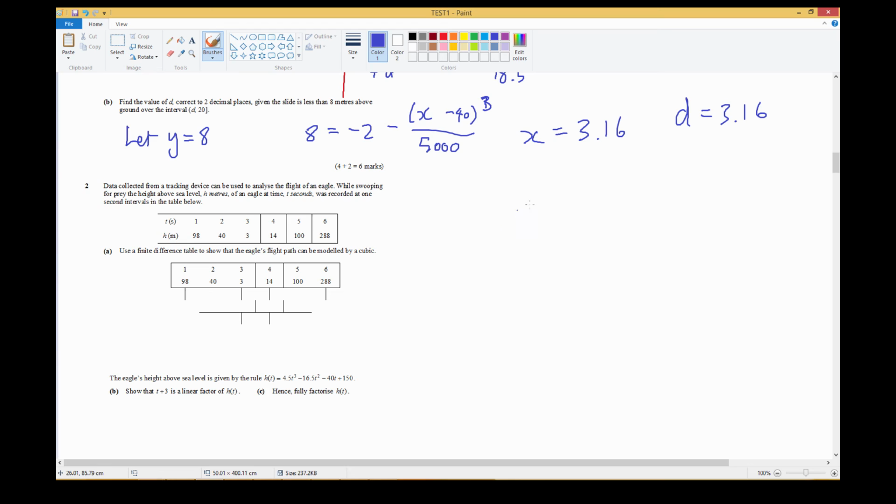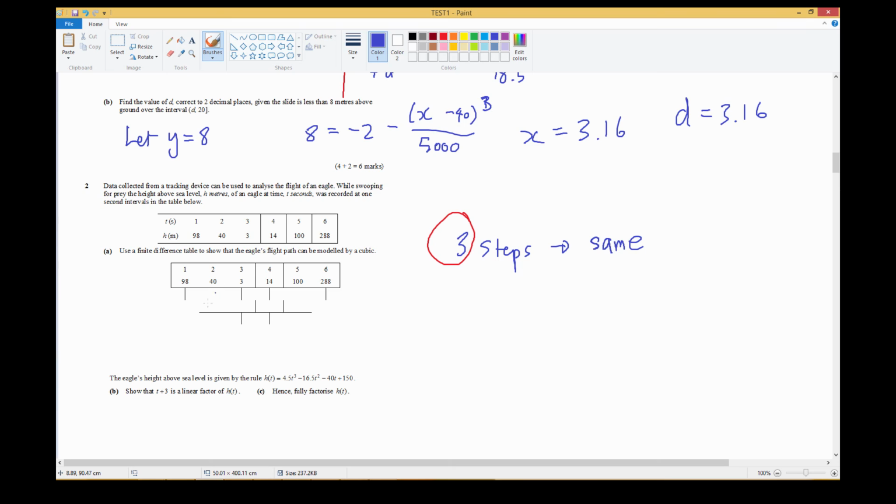So we need 3 steps for the differences to be the same. That means we will have a third order function, and it will be a cubic. So that's all we're asked to do. We're not asked to work out what the equation is.